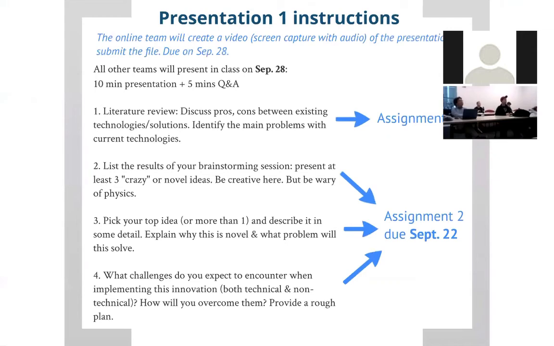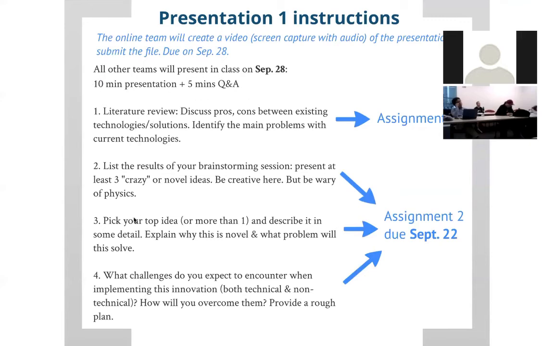So let me just quickly point out. First of all, the online team will create a video or screen capture with audio of the presentation, and submit a video file. It's due on September 28th. All of the teams in class will present on September 28th. And the goal is you will have a 10-minute presentation with 5 minutes for Q&A.